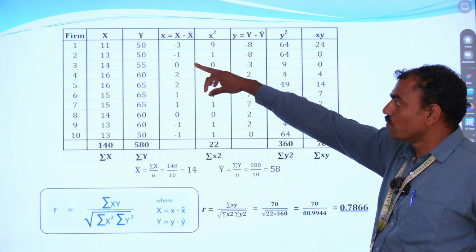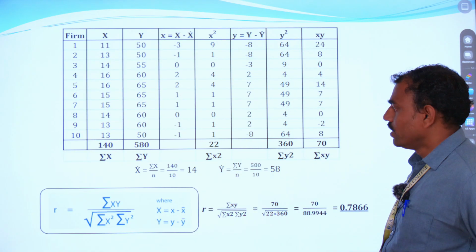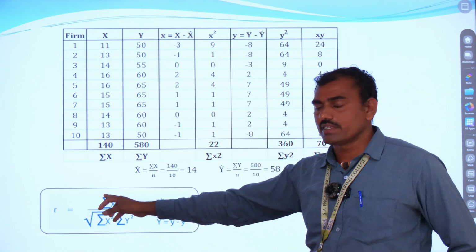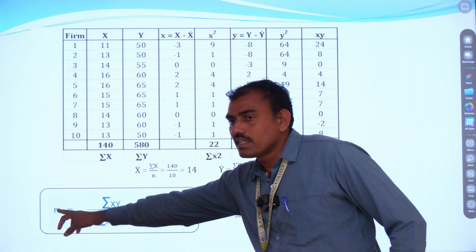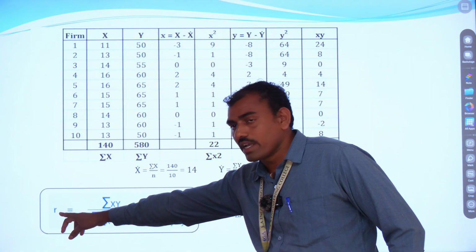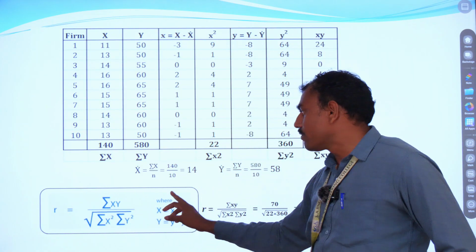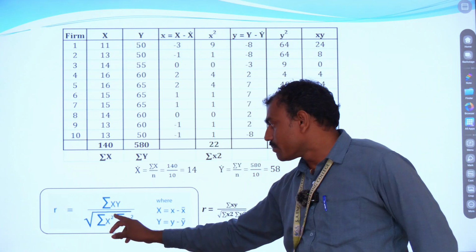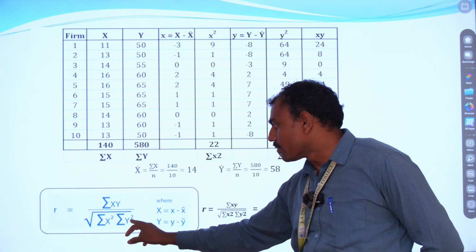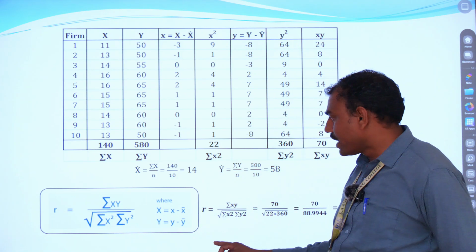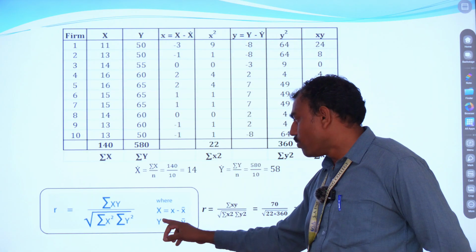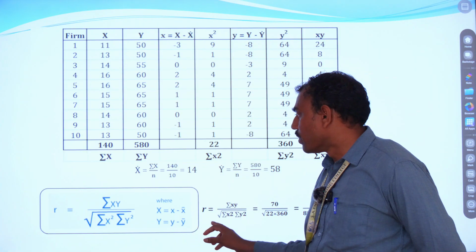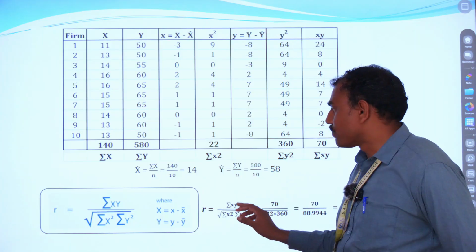The data has 10 values. The correlation coefficient formula is r equal to, where r is the correlation coefficient symbol. So r equal to summation of xy divided by root of summation of x squared into summation of y squared. Here x equal to X minus x bar, y equal to Y minus y bar. Here we are using the deviation formula.